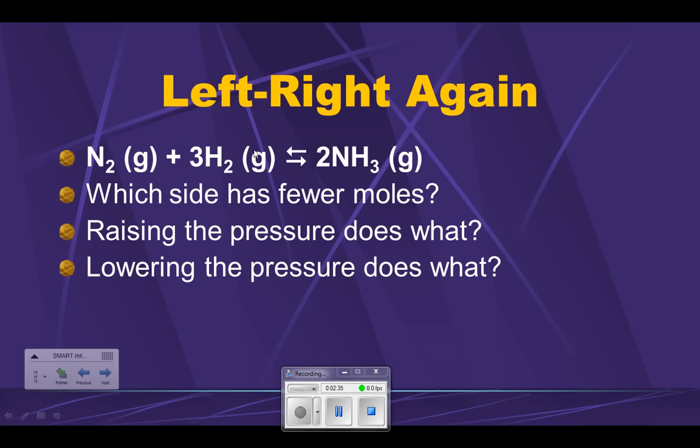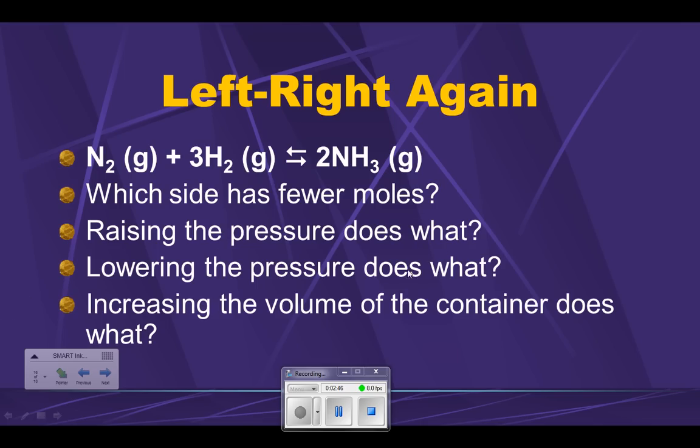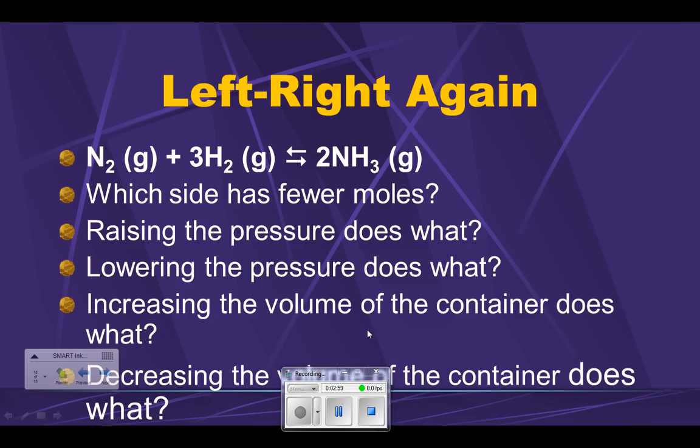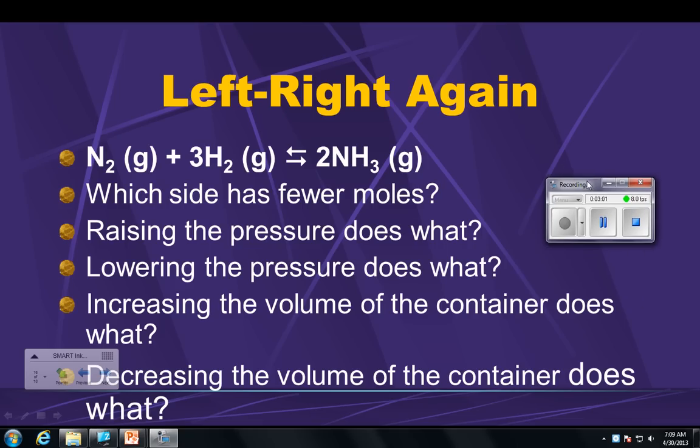Lowering the pressure will make it go the other direction and make more moles over here. We don't want that. So for the Haber process, we want it to occur at a high pressure, several times the atmosphere. Now, another related question: increasing the volume. Remember that Boyle's law says pressure and volume are inversely related to each other. So increasing the volume is the same as lowering the pressure, so we have exactly the same effect. And decreasing the volume of the container raises the pressure, so that's going to be exactly the same thing.